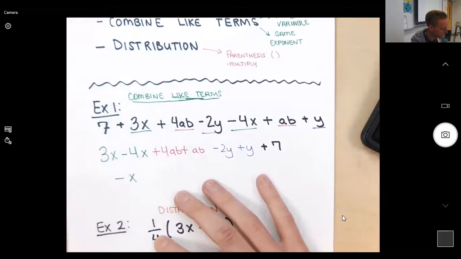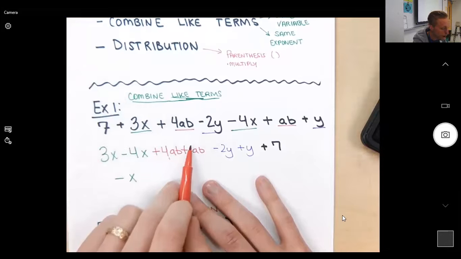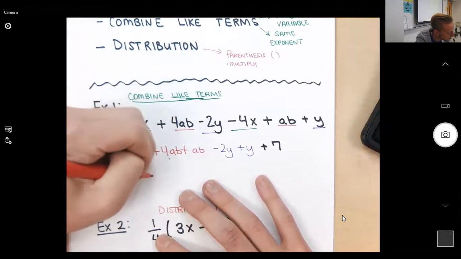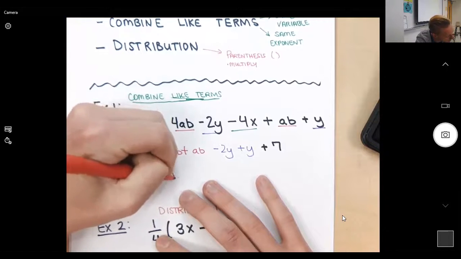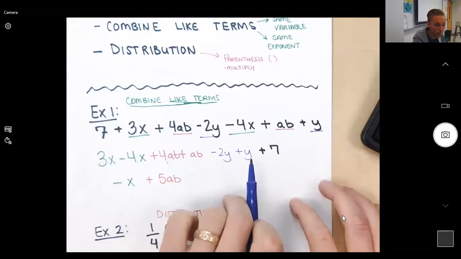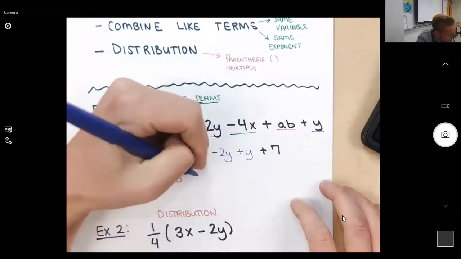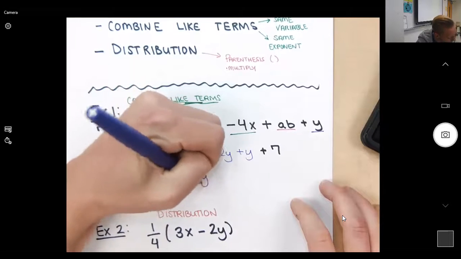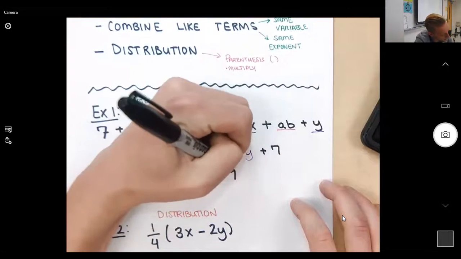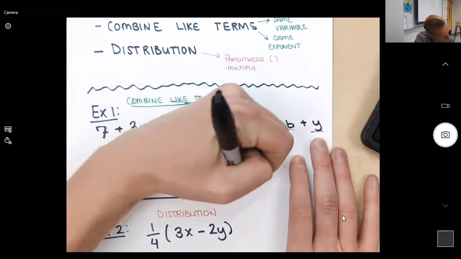which we write as negative x. This is 4ab plus, when there's no number written in the front, that's going to be 1ab. So 4ab plus 1ab will get us 5ab. Negative 2y plus 1y, same deal, no number in the front, so that's going to be plus 1y. That is going to be negative 1y. And then we're left with plus 7. And this is the final answer here.